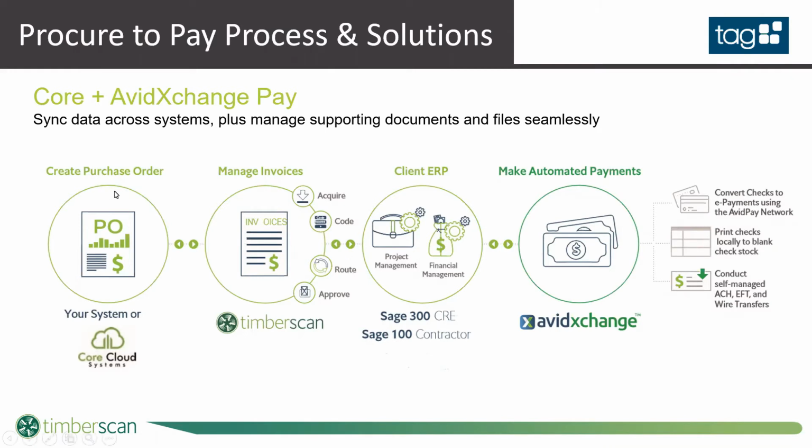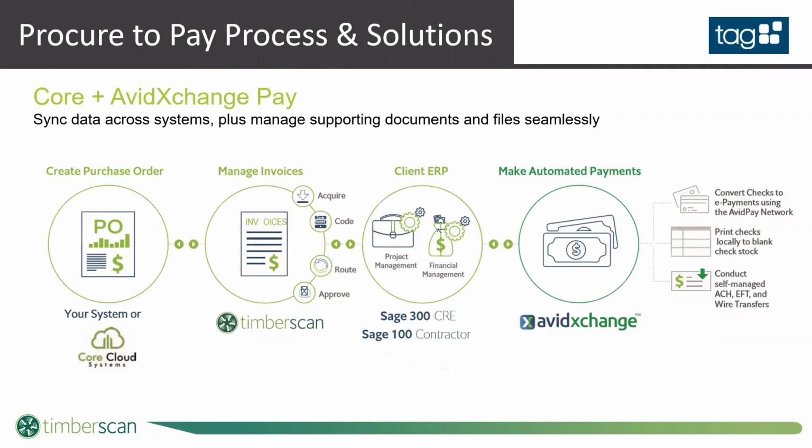I'm going to start over here on the left. The first step in the process is purchase orders, requisitions, and receiving tickets, and those can be created using our core cloud systems, or CCS as we call it, our field purchasing solution. The documents can be created from anywhere on any device, and CCS is integrated with both TimberScan and Sage 300 CRE. Now, once the purchase orders are created, they can be sent to Sage 300 to create your commitments, and then the electronic purchase order is sent to TimberScan.